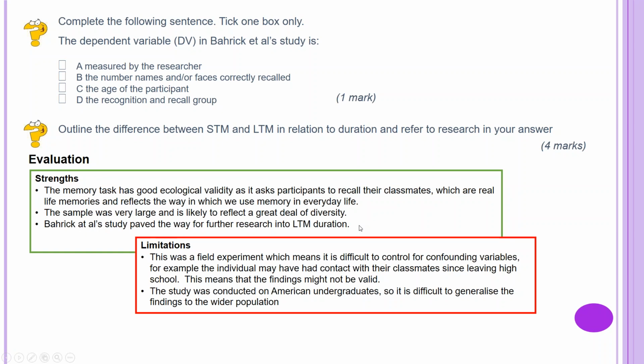Limitations. This was a field experiment, which means it is difficult to control for confounding variables. For example, the individual may have had contact with their classmates since leaving high school. This means that the findings might not be valid. The study was conducted on American undergraduates, so it is difficult to generalize the findings to a wider population.